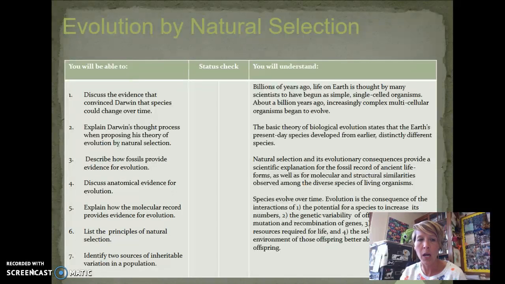So in our objectives list, we're going to describe how fossils provide evidence for evolution. We're going to look at anatomical evidence, and we're also going to look at the molecular record and how that provides evidence for Darwin's theory. So give yourself a status check, take a second, think about, could you do these things now? Give yourself a 1, 2, 3, or 4, and then we will move on.